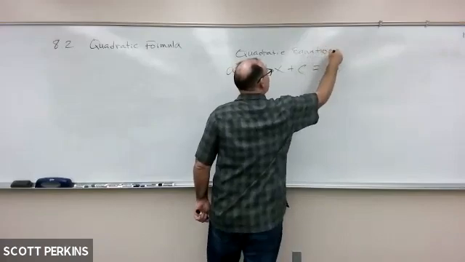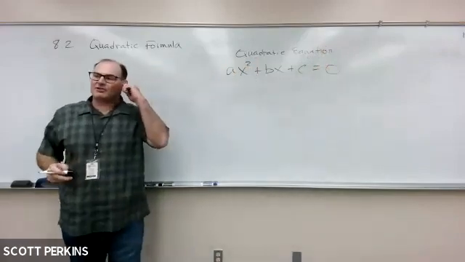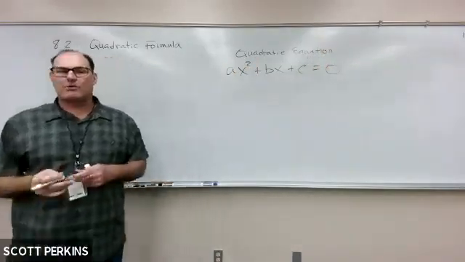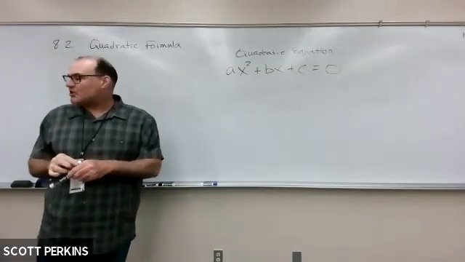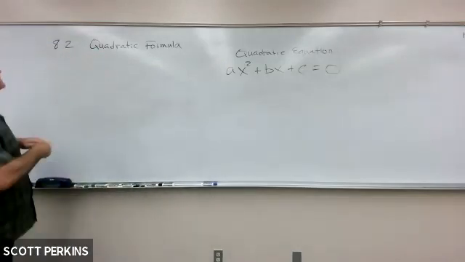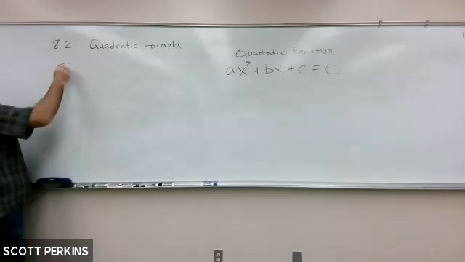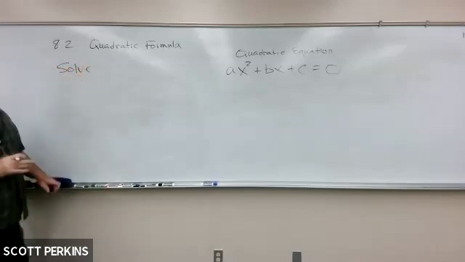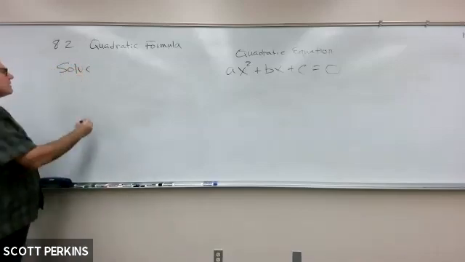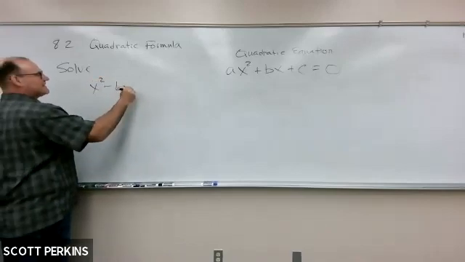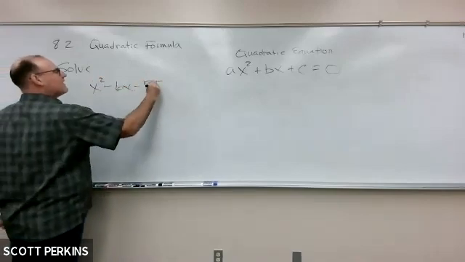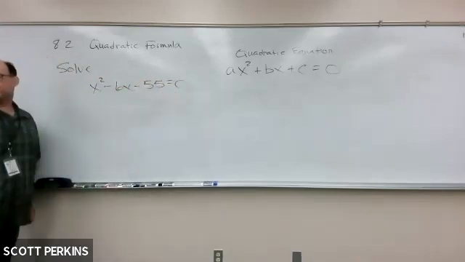And we have just a little bit of experience solving a quadratic equation. In fact, we are just going to do one quick review problem from what we did in chapter 5. We're going to do this one together just for kicks. We're going to solve x squared minus 6x minus 55 equals 0.